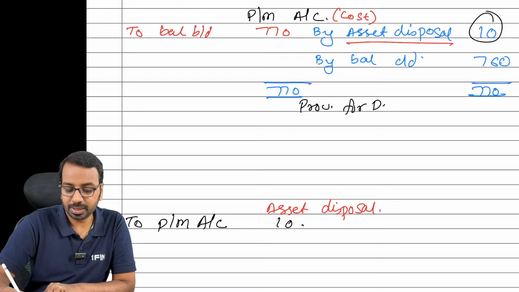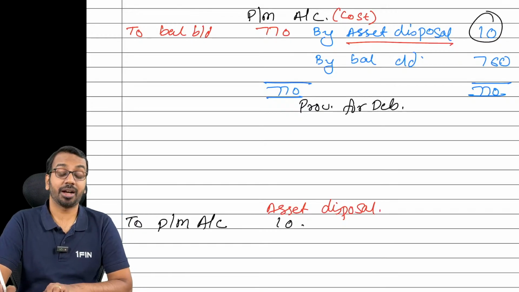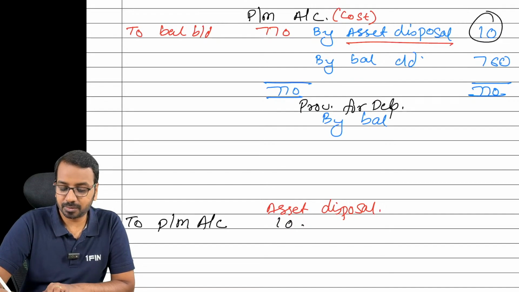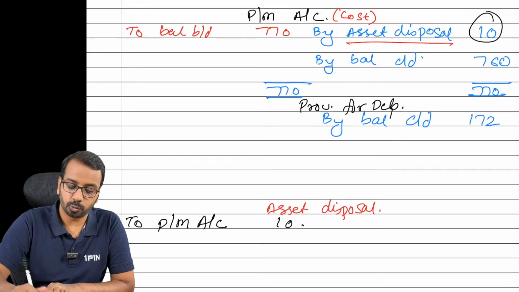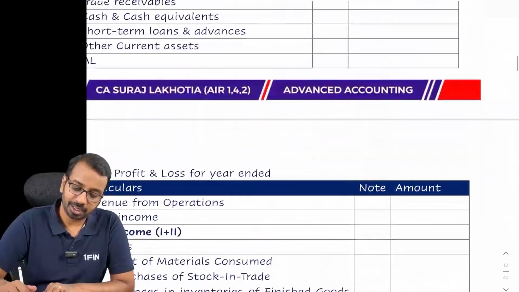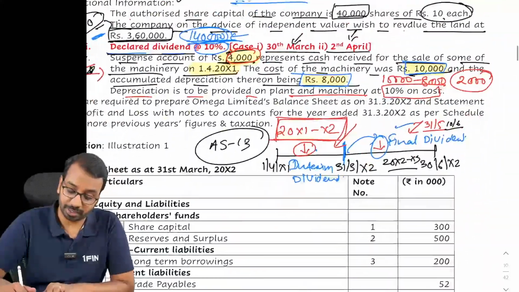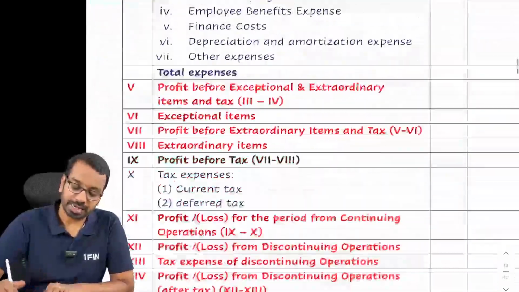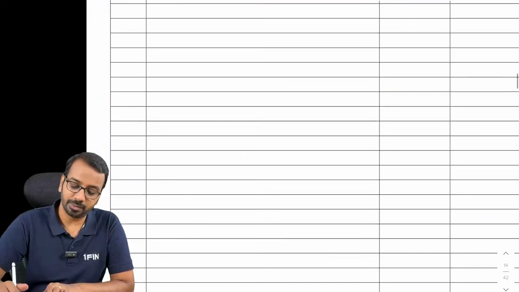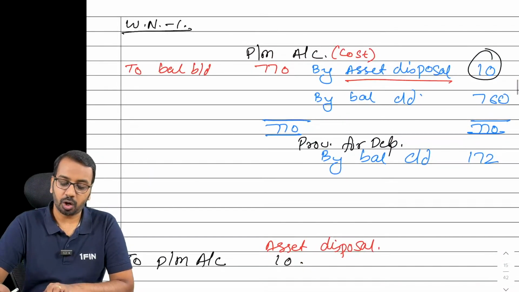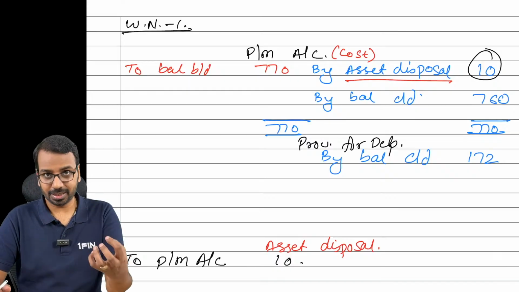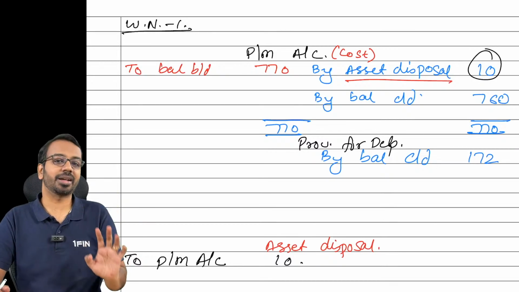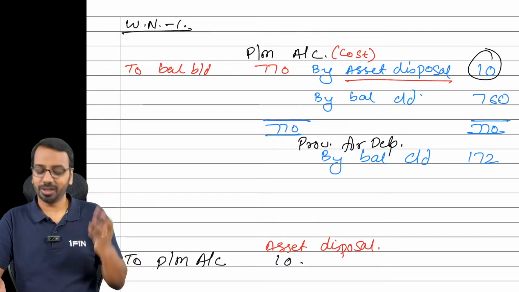And we have provision for depreciation. Provision for depreciation account will have credit balance. So by balance carried down 172. 172 only, no? Sometimes you have to be doubly sure, okay? Otherwise, we may end up making some silly mistakes. 172. Out of that, 8,000 is to be eliminated. So why to be eliminated? Always remember, whenever I dispose of an asset, the asset is gone. All the amounts related to that asset have to be de-recognized. Accumulated depreciation and also the cost.